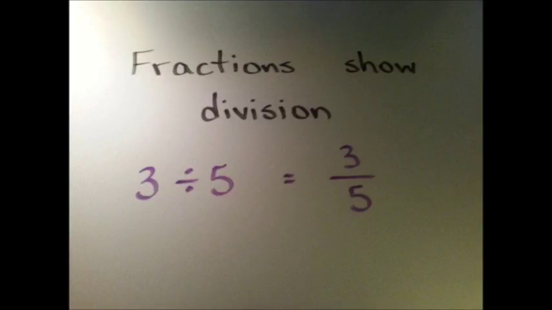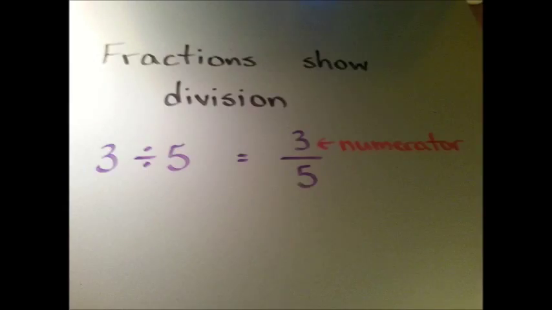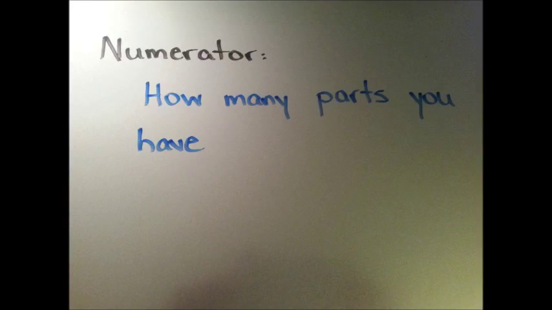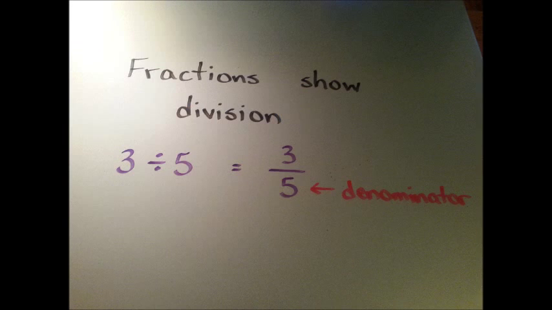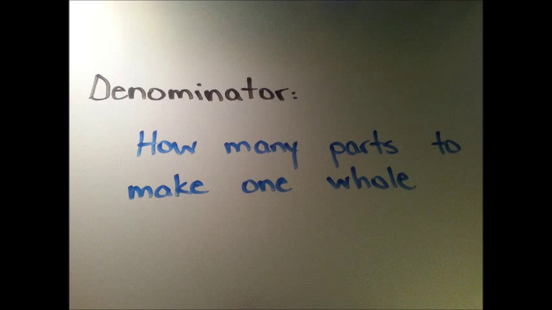So to get started, one of the most basic things we need to know is that fractions show us division. 3 divided by 5 can also look like the fraction 3/5. When we talk about fractions, we talk about a numerator, which is the top part of the fraction, and it tells us how many parts we have. We also talk about the denominator, the bottom part of the fraction, and it tells us how many parts it takes to make up one whole.